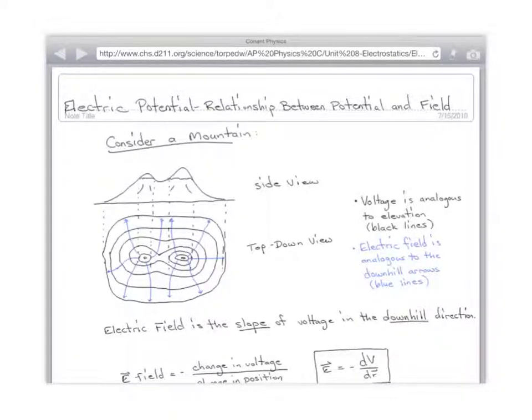So today we are talking about something that you guys already know, because we've talked about it before and we did a lab on it. And that's the idea that voltage and electric field are related. All right? So let's consider a mountain.